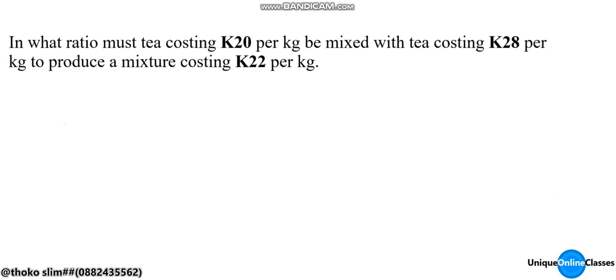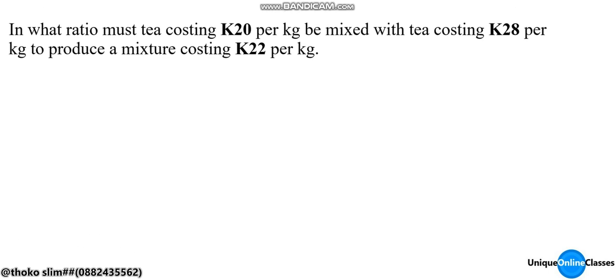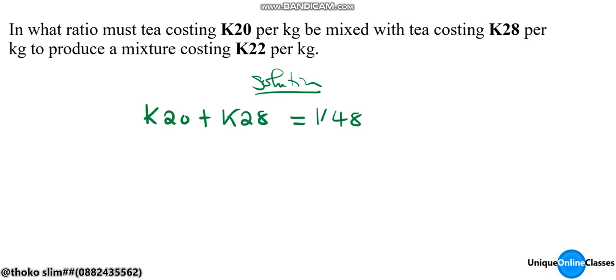In what ratio must tea costing 20 kwacha per liter be mixed with tea costing 28 kwacha per liter? So what we need to do here, the solution of this one, total cost per kg, that's 20 kwacha plus 28 kwacha, which is equal to 48 kwacha. That's the total cost per kg.